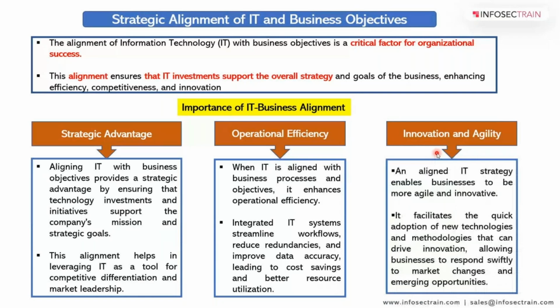Now under innovation and agility, if IT is aligned with business, it will be more agile and innovative. Agile means ability to move more quickly, and innovation. Definitely in today's world, what will differentiate you from other competitors? The way you are able to move quickly as per the market, and what are your innovations, ideas. Innovation and agility facilitate the quick adoption of new technologies and methodologies, which can drive innovation, allowing business to respond quickly to market changes, which is very, very important.